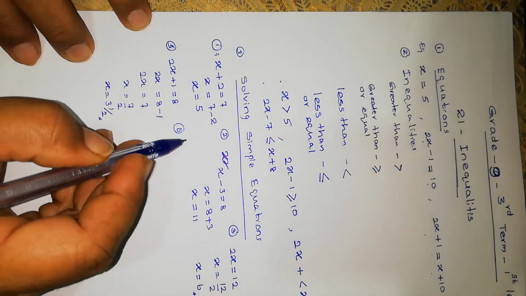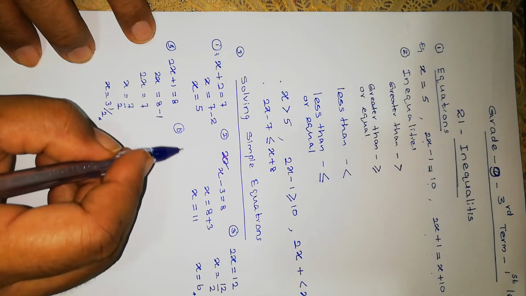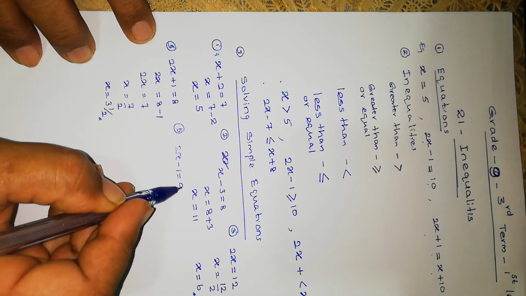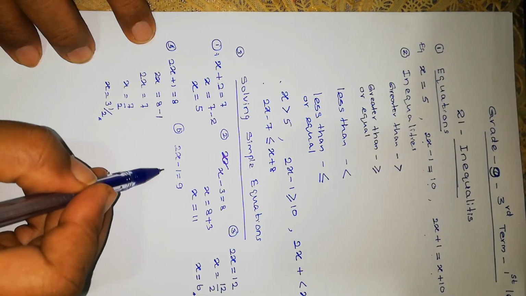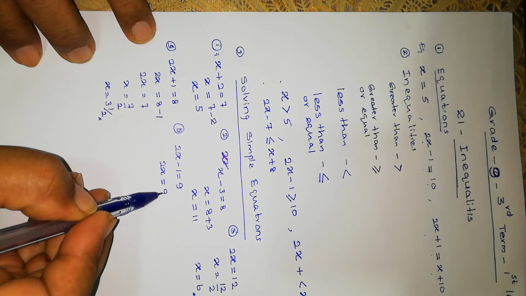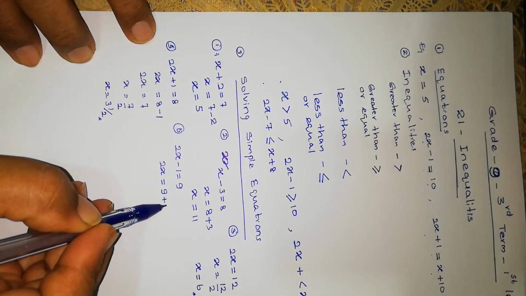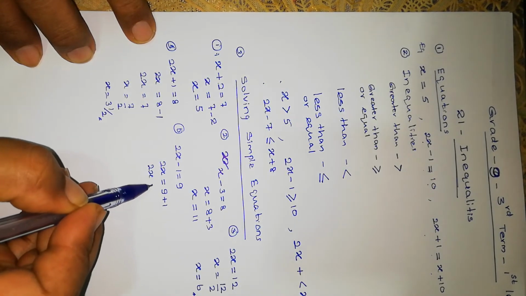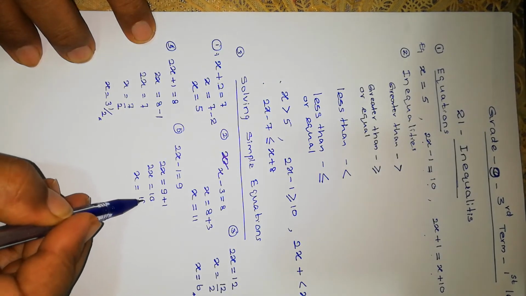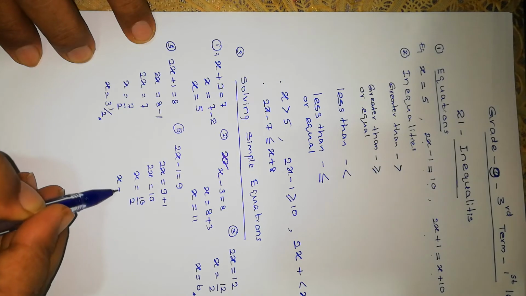Question number 6, children. 2x minus 1 equals 9. Again, two mathematical operations. You remove the minus 1 first. Minus 1 becomes plus 1. Then 2x equals 10, then divide 10 by 2. 10 over 2 is 5.